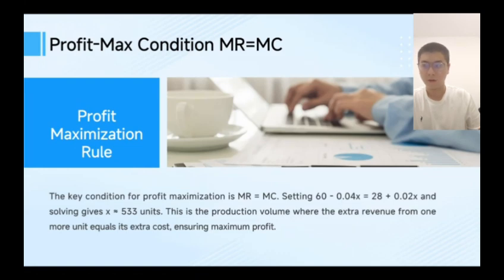the extra revenue from one more unit exactly matches its extra cost. This is where revenue and cost align to deliver maximum profit. In short, our revenue drivers aren't just about selling more, they are about balancing volume, price, and marginal gains.